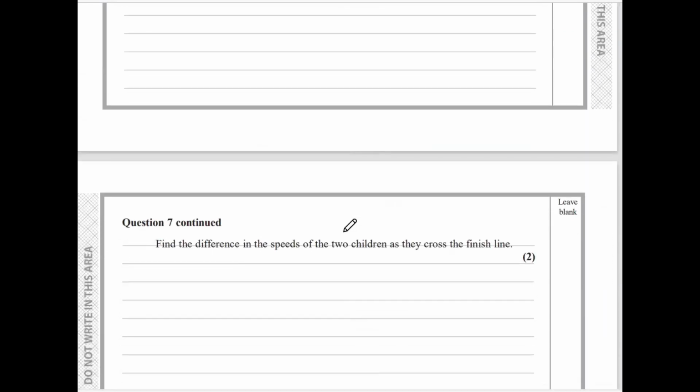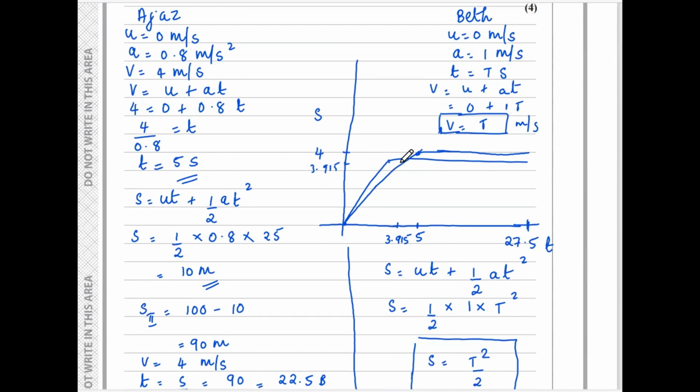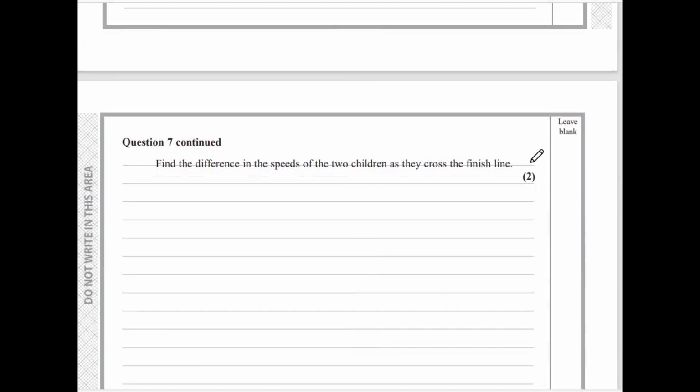Now the last part: find the difference in speed of the two children as they cross the finish line. We know that Ajas maintains the speed 4 meters per second until he crosses the finishing line. And Beth, 3.915, also maintains the same speed until she crosses the finishing line. So when they both cross the finishing line, Ajas was having 4 meters per second and Beth was having 3.915. The difference between them will be 4 minus 3.915, which is approximately 0.08, because 3.915 can be taken as 3.92. So 4 minus 3.92 gives approximately 0.08 meter per second.